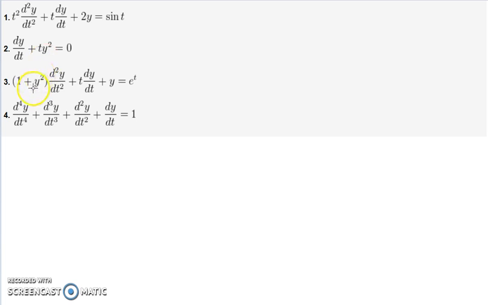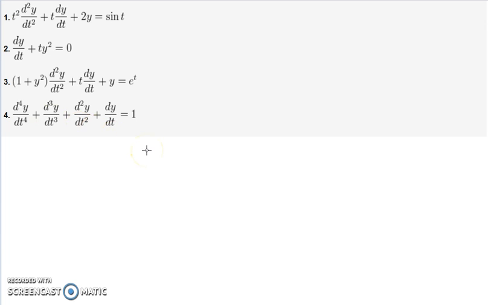Okay, let's take a look at the third one. This one is going to be nonlinear because you have the 1 plus y squared multiplied by this derivative here. Since there's a product between the y and the derivative here, that's going to make this nonlinear. Now let's look at the fourth one. This one is going to be linear because every term involving y or its derivative is linear.